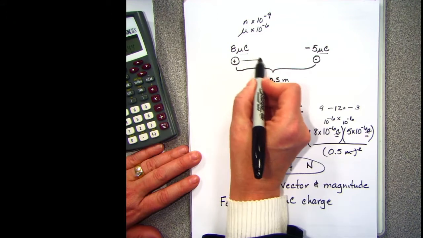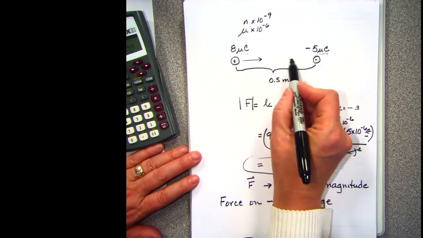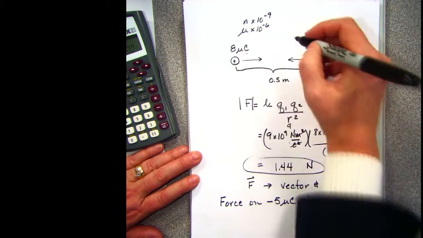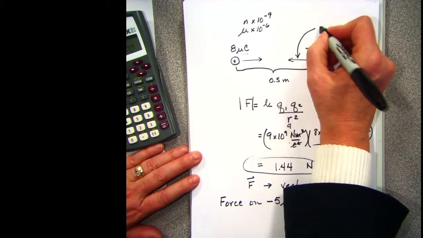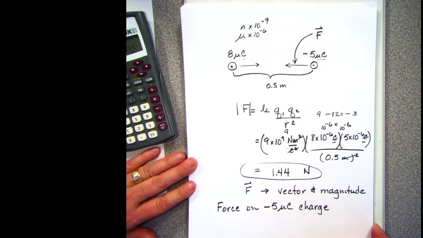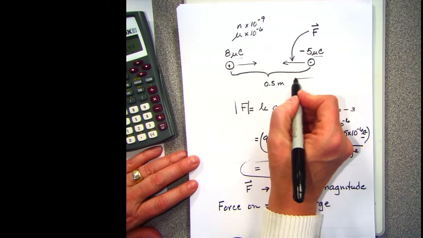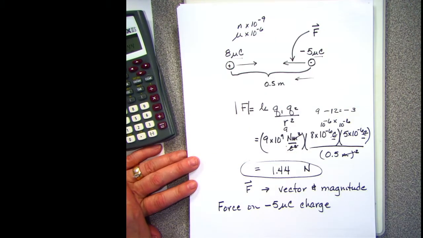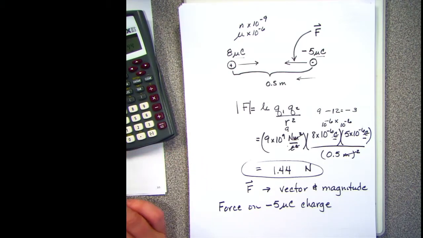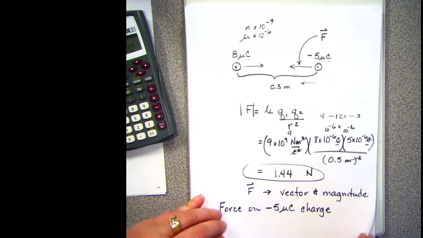So on this charge, it's going to want to go this direction. On this charge, it's going to want to go this direction. So the force that I just calculated that answers that question is this force right here. I have a 1.44 Newton force that's wanting this electron to move to the left. A lot of times WebAssign will ask you, is it to the left or is it to the right? It'll ask you that question. So that's what we have to start with.